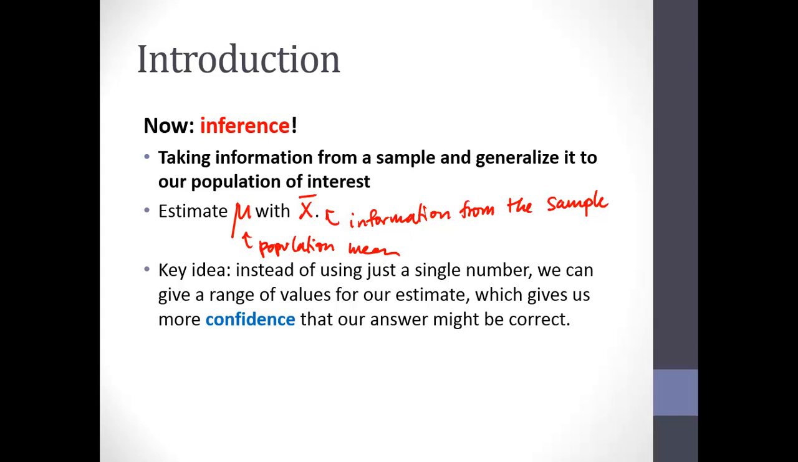We had a big long discussion on Friday about a number of things, and the main point of that was that instead of using just a single number, so instead of just estimating mu with the sample mean x bar, we're going to give a range of values for estimates. That's this idea of a confidence interval. We're going to estimate mu with an interval rather than just a single value, because that will give us some more confidence that our answer might actually be correct.